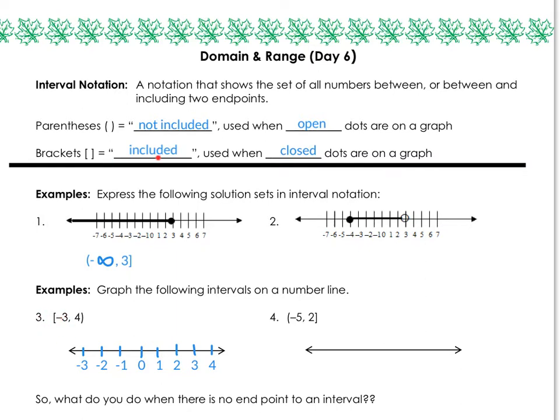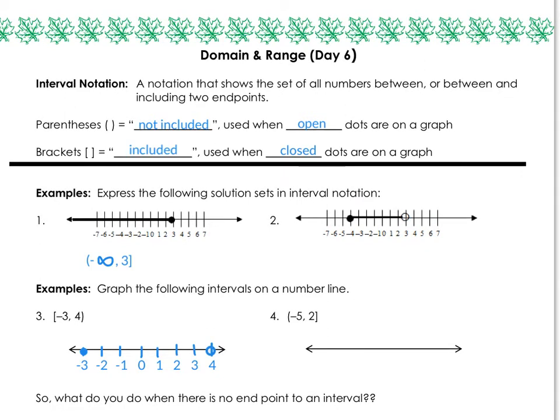So when it's included, I need to use a closed dot. That's what the bracket means. So I'm going to put a closed dot on negative 3. And then if I look over here, I've got 4. That one is not included, so that means that I need to use an open dot. Those are the endpoints, but then it can be anywhere in between, so I need to make sure that I cover my number line, showing that it can be anywhere in between those 2 points. That's how we graph those. And I'm going to leave this one so you can try one on your own in class.